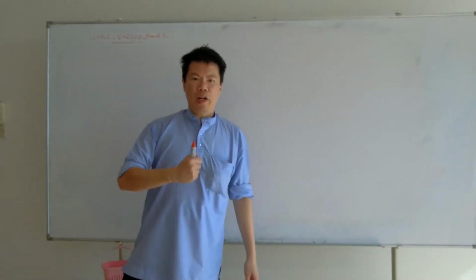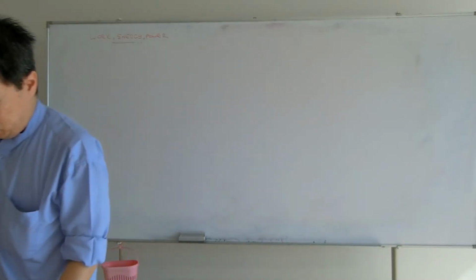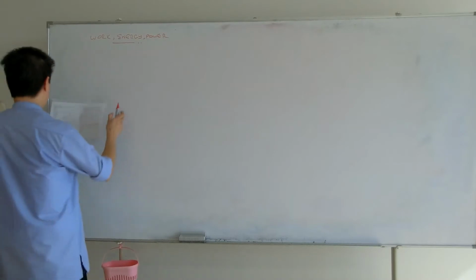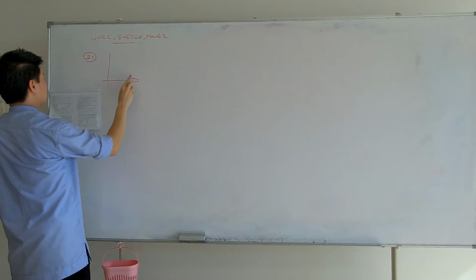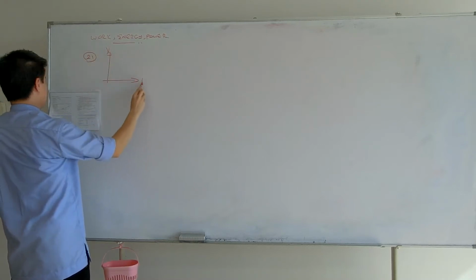Well, this is Magic. When learning physics gets magical, let's do question 21. So, in question 21, you have a graph that looks like this. It's a velocity against time graph.